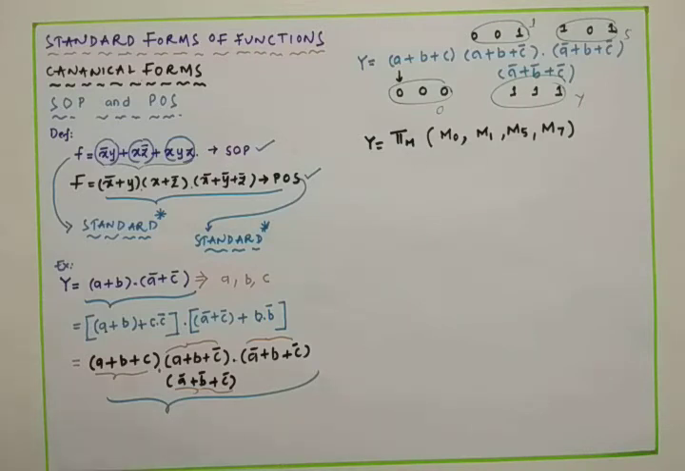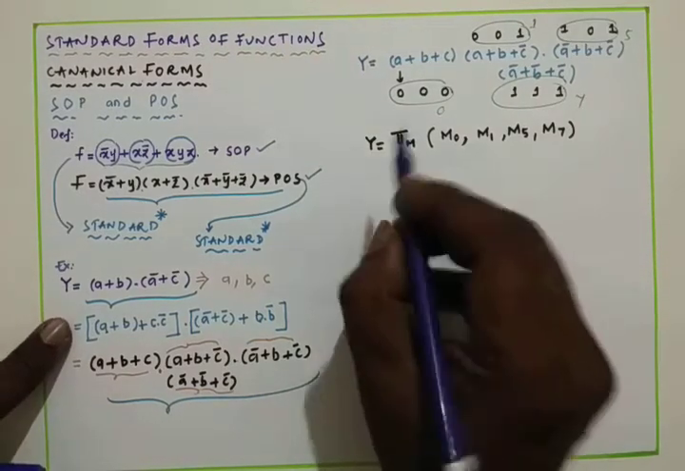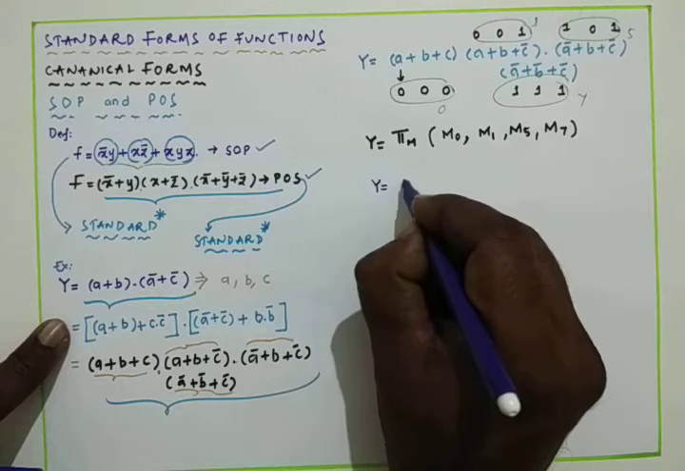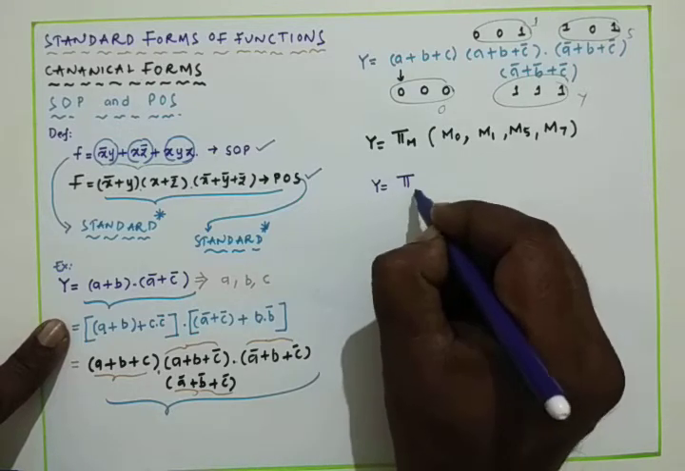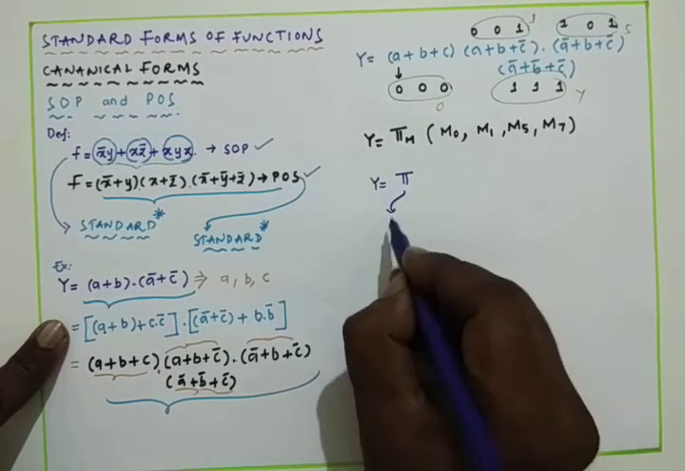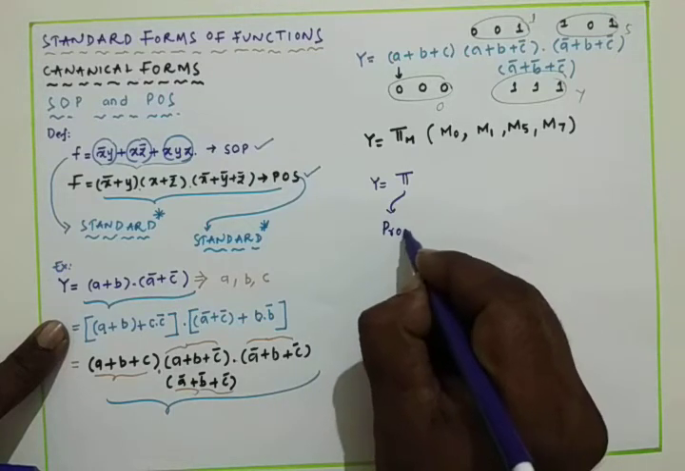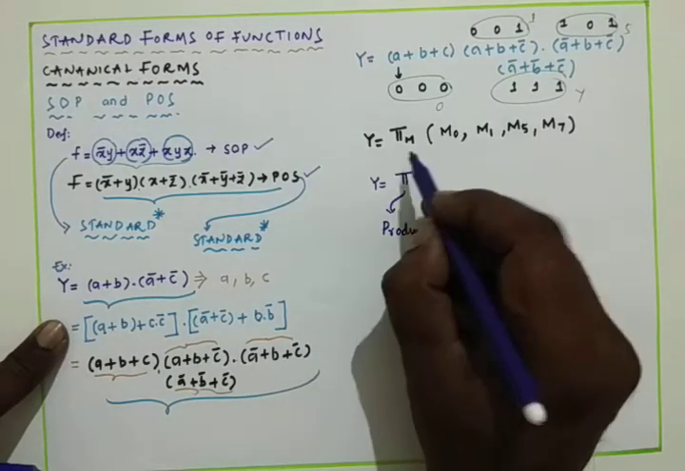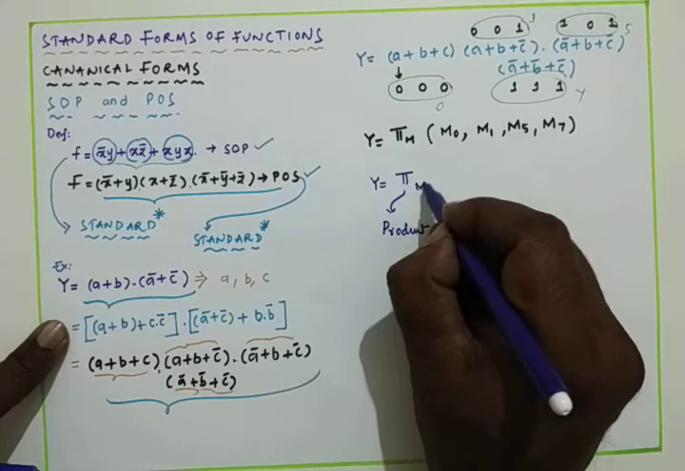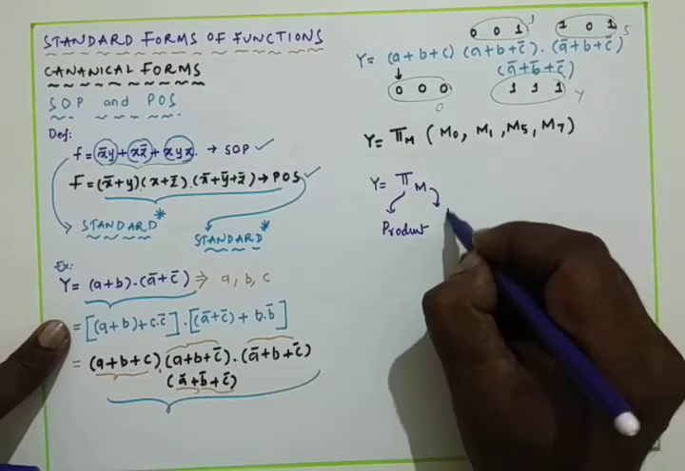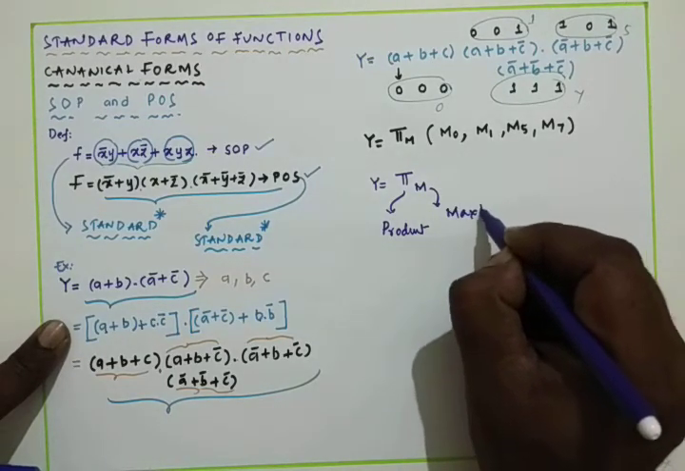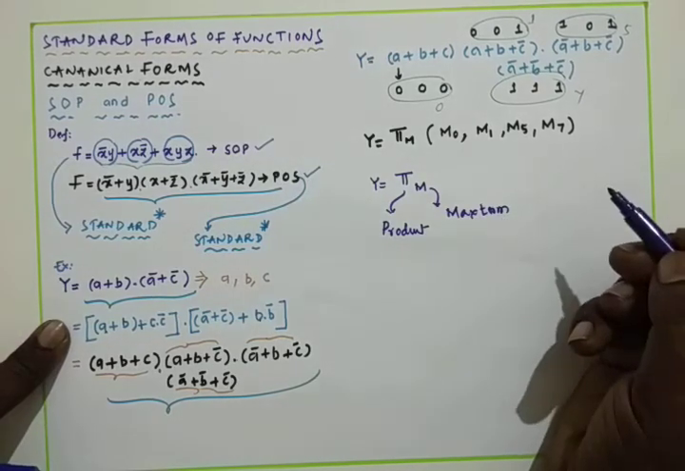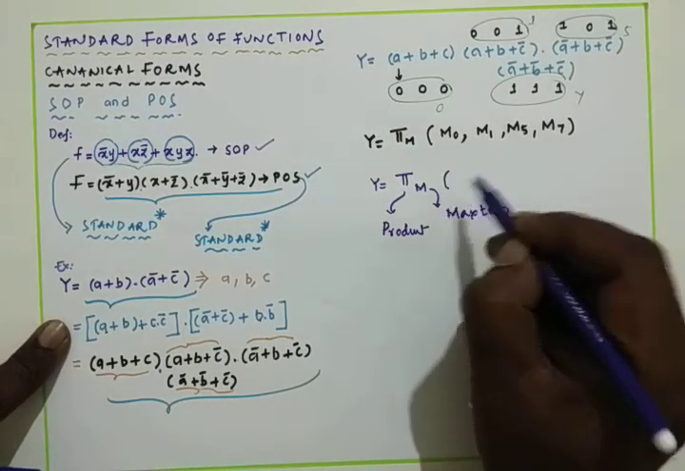Now I am going to explain that particular expression. Y is equal to pi. Pi is nothing but a product of this capital M. Capital M is a max term. We can call it the product of maximum terms.